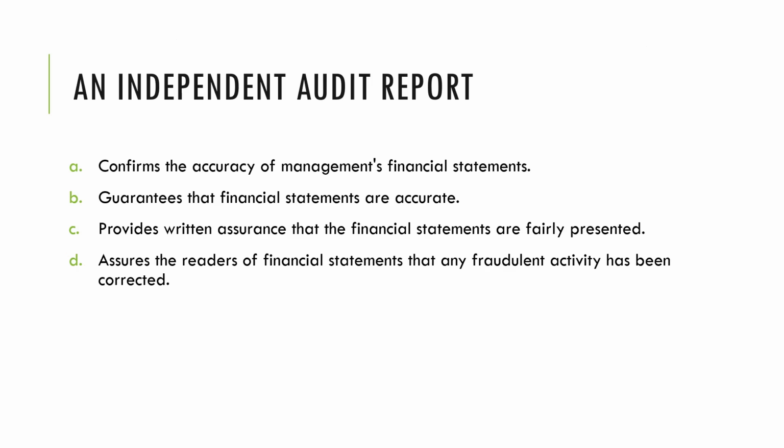Next, an independent audit report. Letter A confirms the accuracy of management statements. Letter B guarantees the financial statements are accurate. Letter C provides written assurance that the financial statements are fairly presented. Or letter D assures the readers of financial statements that any fraudulent activity has been corrected.